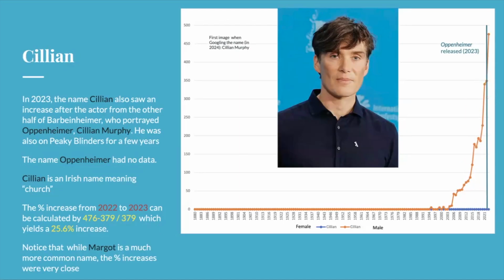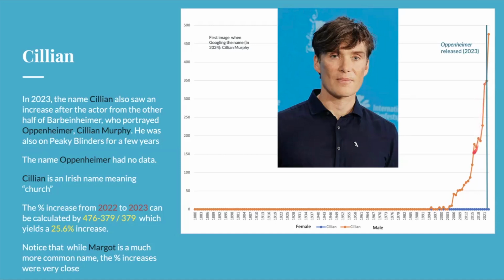the last 2 years. And obviously, if we look at Margot, we gotta look at Cillian, who portrayed Oppenheimer in the movie Oppenheimer. He was also on Peaky Blinders for a few years before that. I did look up the name Oppenheimer. Luckily, it had no data. Cillian is an Irish name, meaning church.